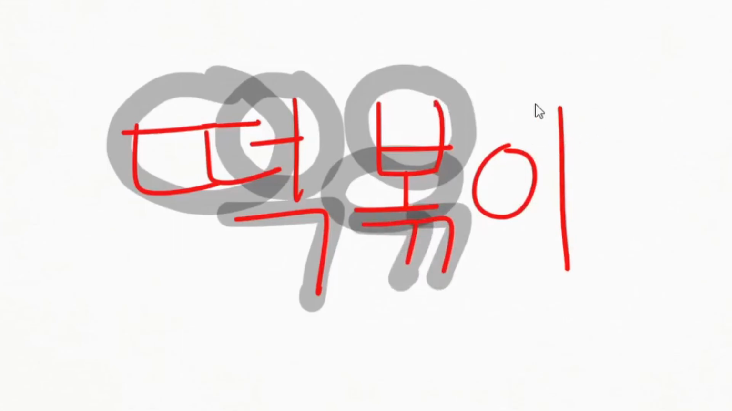So you'll start with the circle, which doesn't have a sound when it's used in the first consonant place, and then you'll follow it with the E vowel, and then you're done. That's tteokbokki.